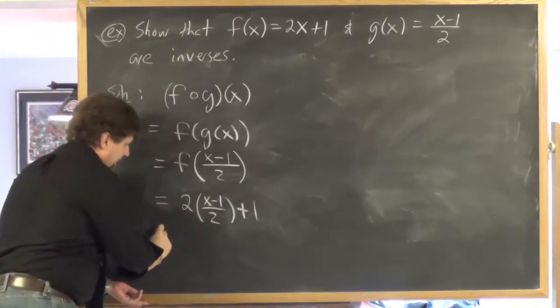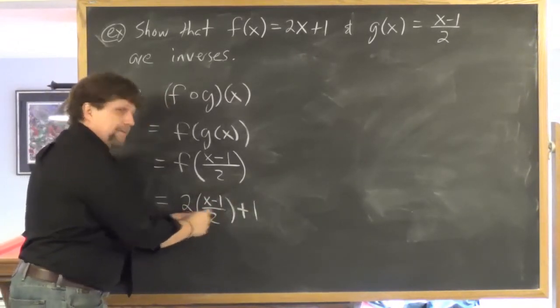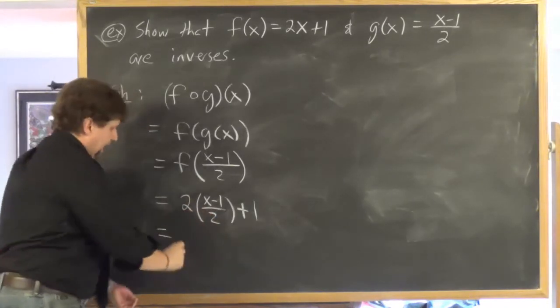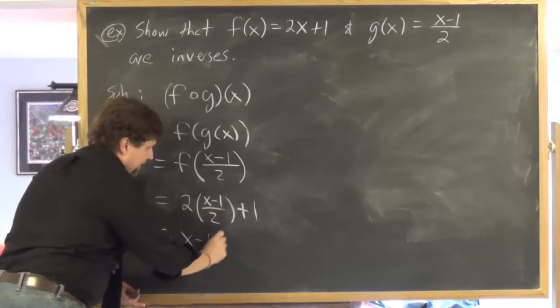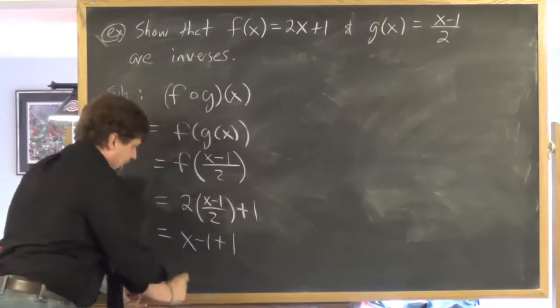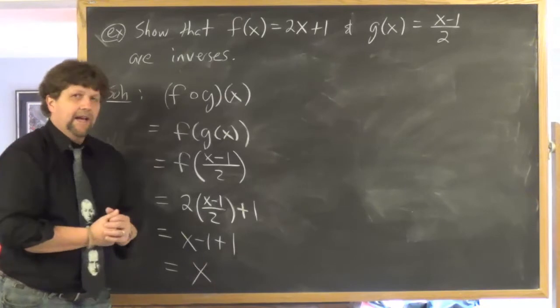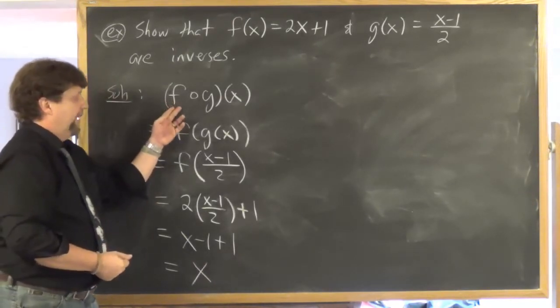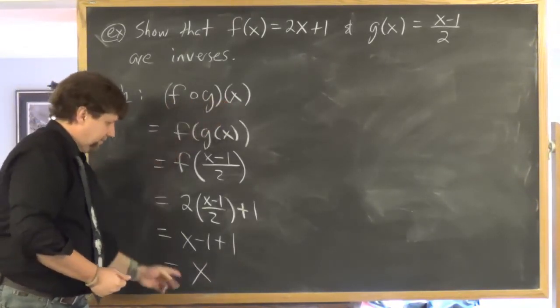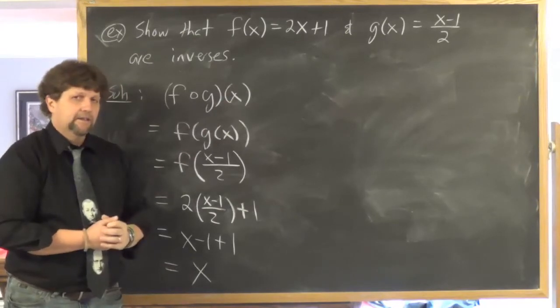And now you simplify this. When you take 2 times this fraction, the 2's will cancel out. So you have x minus 1 plus 1. And x minus 1 plus 1 simplifies down to x. So f composed with g of x simplifies to x.